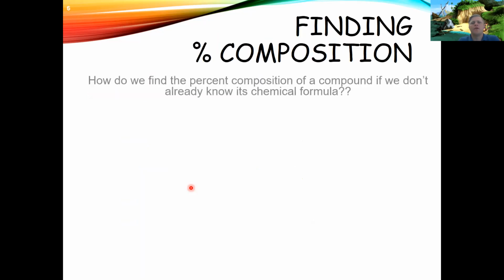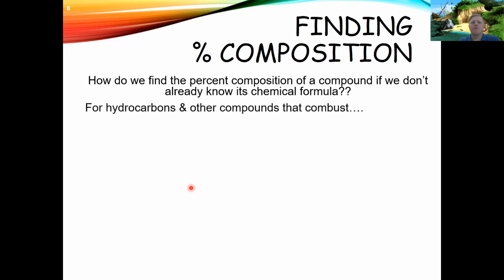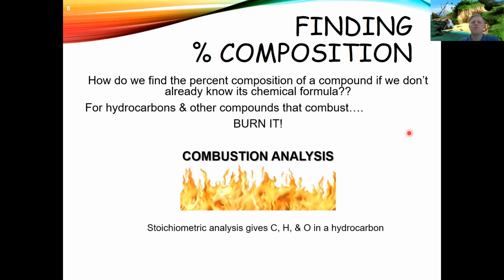All right. How do we find then the percent composition of a compound if we don't already know its chemical formula? If we don't know its chemical formula, we're first going to have to figure out its chemical formula and then back out its percent composition of each. So if we're dealing with a hydrocarbon or other compounds that combust, we can actually just burn it. We can do what's called combustion analysis.